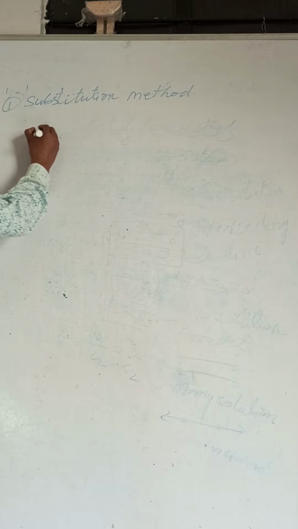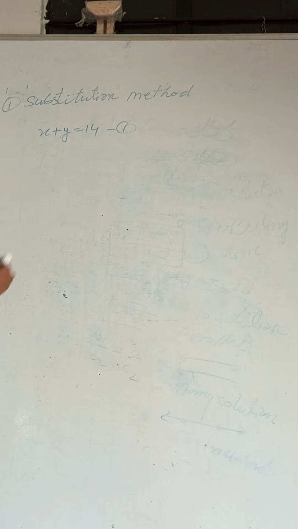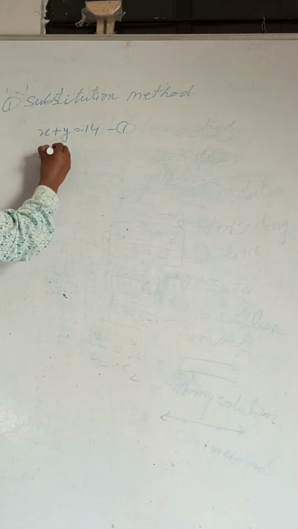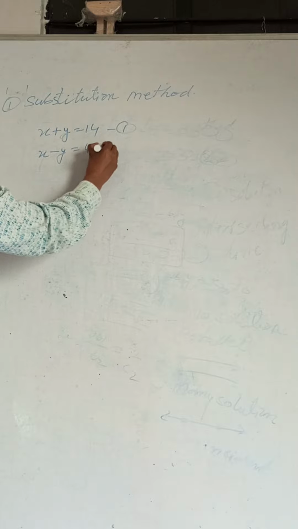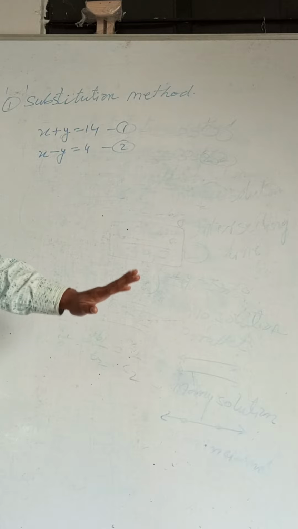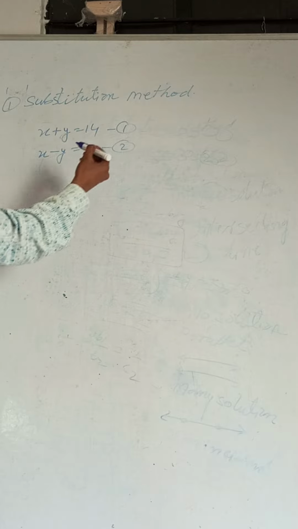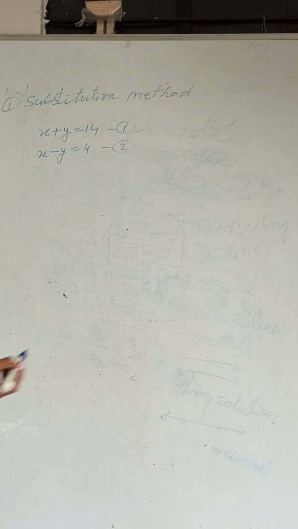Suppose I take an example: x plus y is equal to 14, equation number 1, and the other equation given is x minus y is equal to 4, equation number 2. We are going to learn how to substitute. First, choose any one of the two equations. Suppose we choose equation number 1.